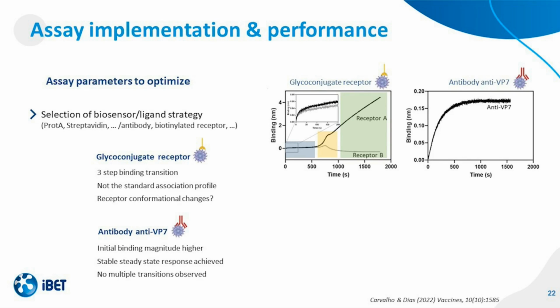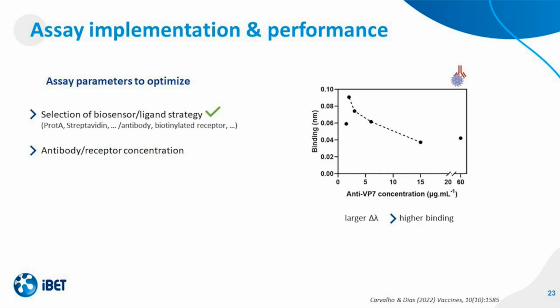So the binding magnitude of the VP7 protein to the monoclonal antibody is higher than the one that we obtain with the receptors. And it is possible to achieve a stable steady state response. And in this case, no multiple transitions were observed. So considering these parameters evaluated, we proceeded with the assay development using the anti-VP7 antibody strategy.